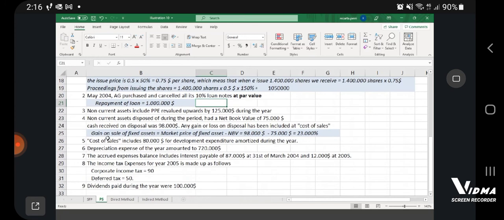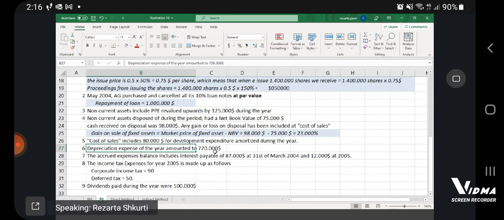Over here, cost of sales also includes amortization. Remember again, amortization of the development expenditure is a non-cash item. We will use that to adjust at the right moment. Depreciation expenditure is 720,000. Again, we will use that when the time comes. To keep in mind, depreciation, amortization, gain on sale of fixed assets, and so on, they are all non-monetary items.